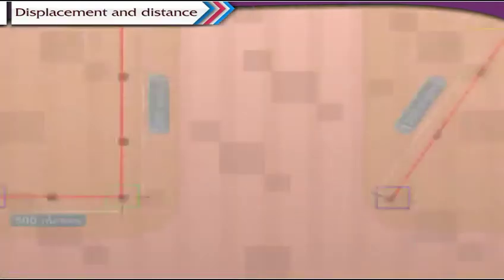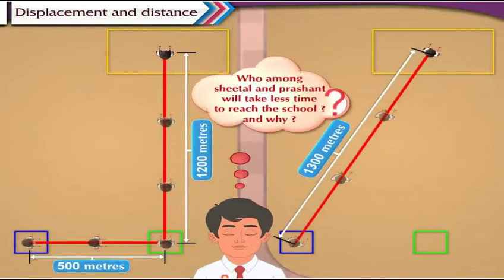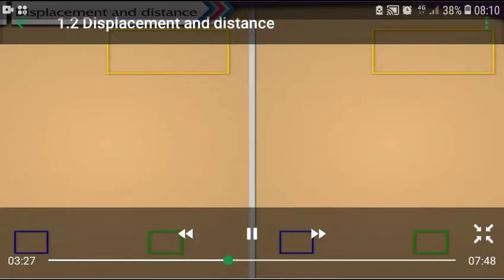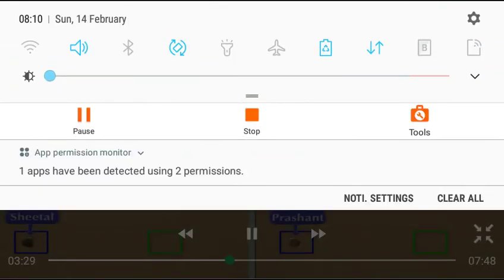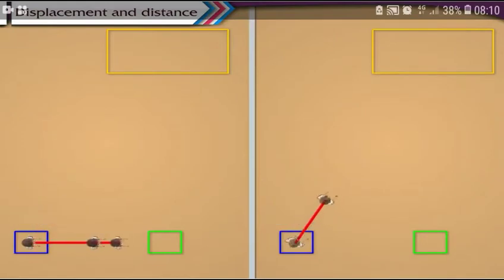Thus, if Prashant and Sheetal are walking at the same speed while going to school, then who will take less time to reach school and why? Can you tell? Among Sheetal and Prashant, Prashant will reach school early.